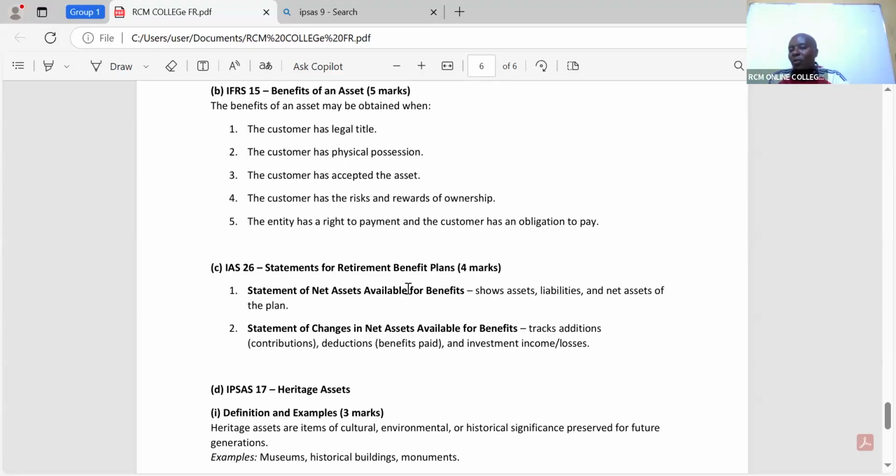This is what we call balance sheet in our normal business. And then statement of changes in net assets is what we call a P&L. So a statement of net assets available for benefits, which shows assets, liabilities, and net assets of the plan. And then a statement of changes in net assets available for benefits. It tracks additions, contributions, deductions, and investment incomes and losses. So contributions will be like the revenues. Deductions, what have we paid outside there?